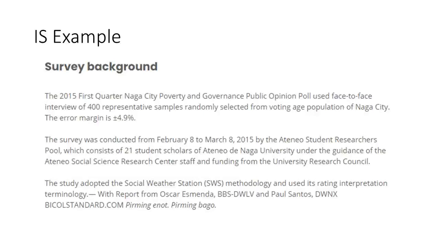So in the second paragraph, the survey was conducted from February 8 to March 8, 2015 by the Ateneo Student Researchers Pool, which consists of 21 student scholars of Ateneo de Naga University under the guidance of the Ateneo Social Science Research Center staff and funding from the University Research Council. So the study adopted the social weather station methodology and used its rating interpretation terminology.